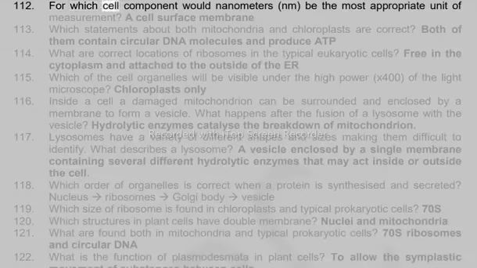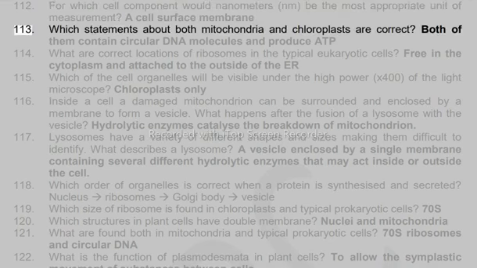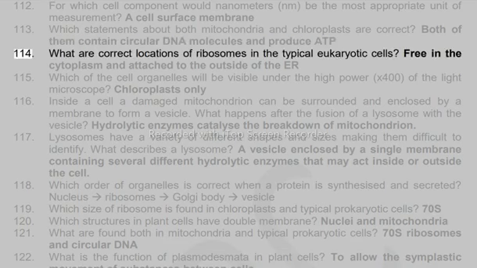112. For which cell component would nanometers, nm, be the most appropriate unit of measurement? A cell surface membrane. 113. Which statements about both mitochondria and chloroplasts are correct? Both of them contain circular DNA molecules and produce ATP.